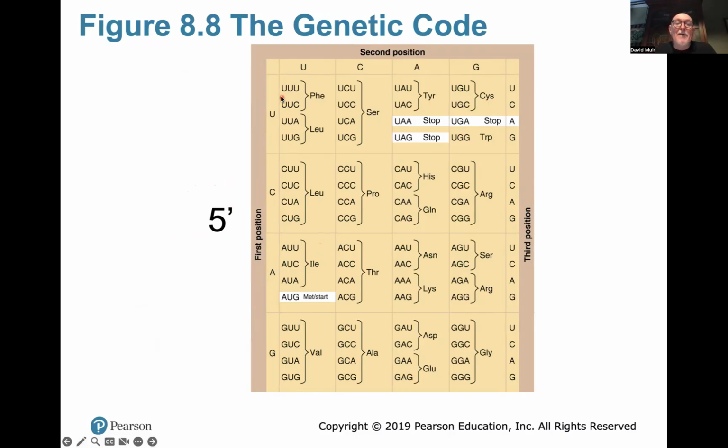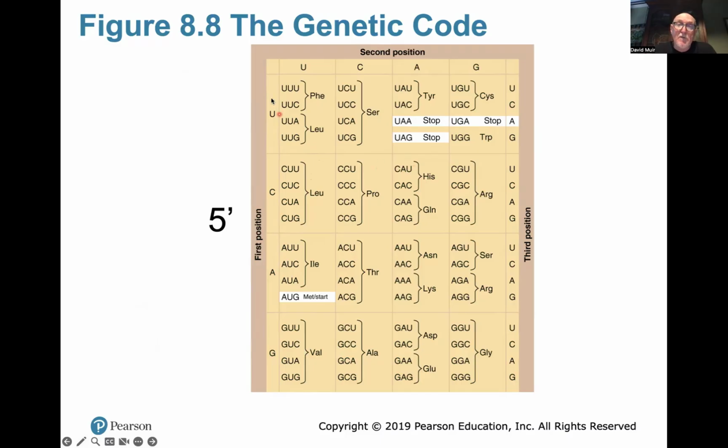So what we have here is 5'. Let's have a look. We say 5' U, U, U. 5' uracil, uracil, uracil. That is the code for phenylalanine. There's the amino acid there. That's phenylalanine. Okay, 5' CAU. Here's 5' CAU, and that is the codon for histidine, and so on. If the cell wanted a phenylalanine followed by a histidine in sequence, then it would have UUU followed by CAU.